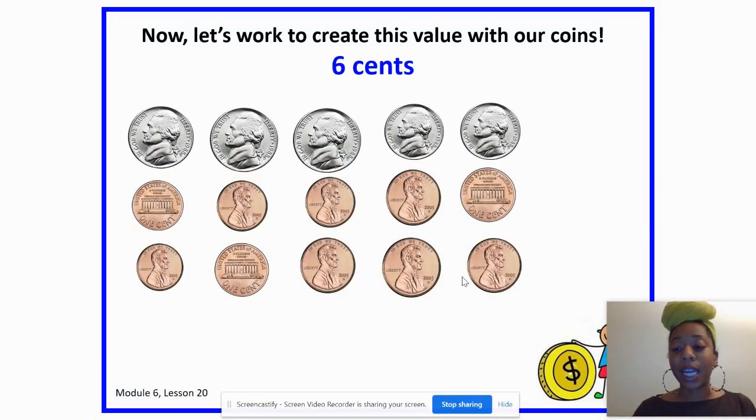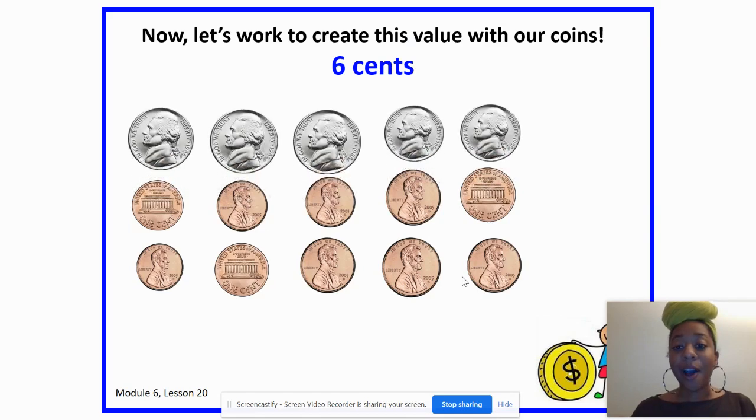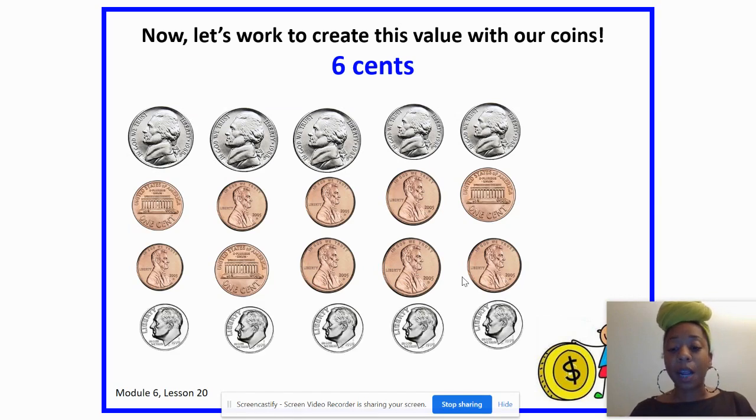First, we have our pennies that are worth 1 cent. Now we have our nickels that are worth, you're right, 5 cents. Now for the dimes that are worth how much? 10 cents. Okay. It says at the top that we're going to work to create 6 cents. Let's think. What two coins can go together and make 6 cents?